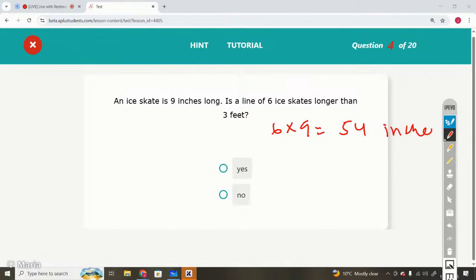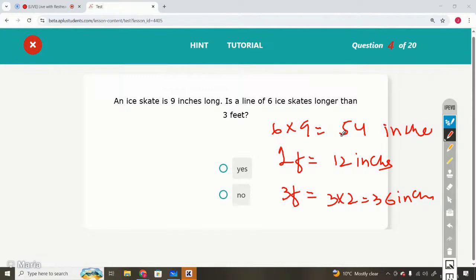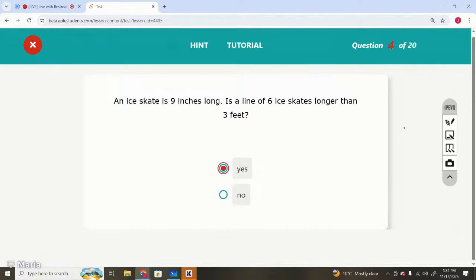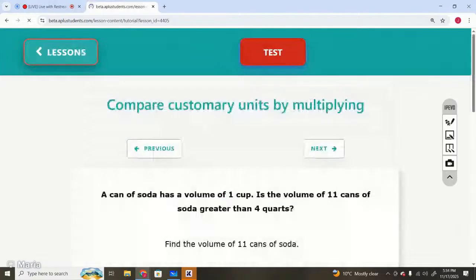So 1 foot is equal to 12 inches, right? So 3 feet is equal to 3 times 12, that is 36 inches. So the line of 6 ice skates is longer than 3 feet. The correct option is yes, it is. Option number 1 is the correct option. Okay, you can complete the lesson by yourself later today. Let me just move on to the next lesson.